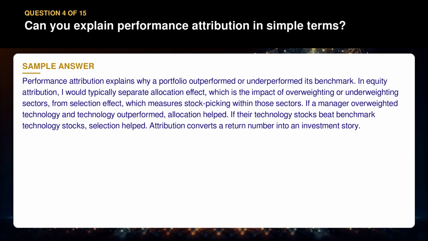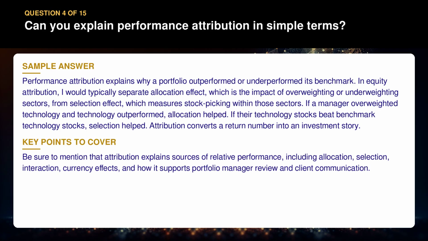If a manager overweighted technology and technology outperformed, allocation helped. If their technology stocks beat benchmark technology stocks, selection helped. Attribution converts a return number into an investment story. Be sure to mention that attribution explains sources of relative performance, including allocation, selection, interaction, currency effects, and how it supports portfolio manager review and client communication.